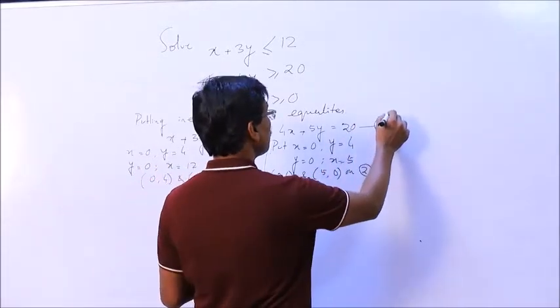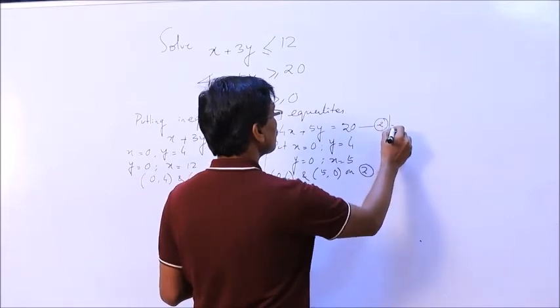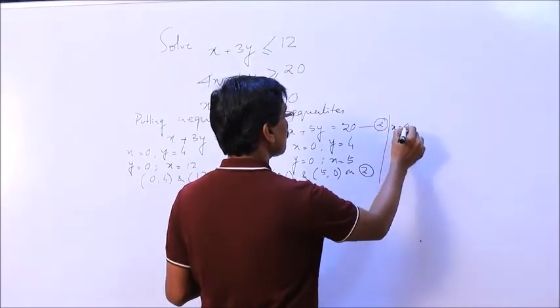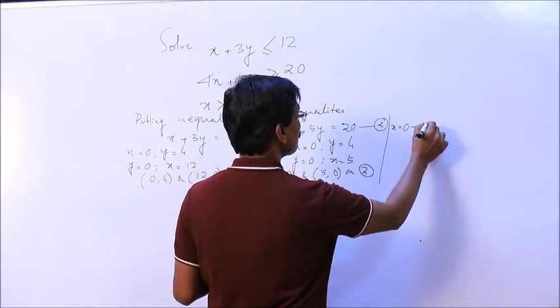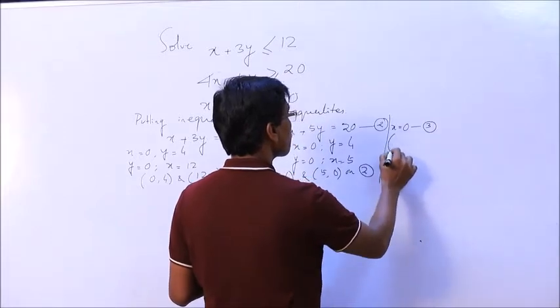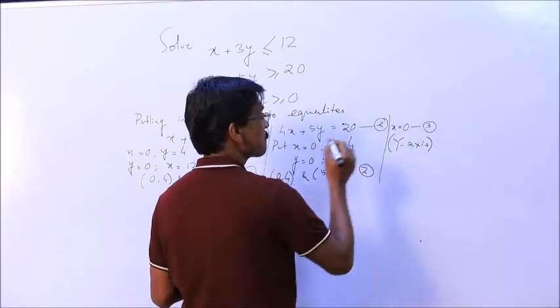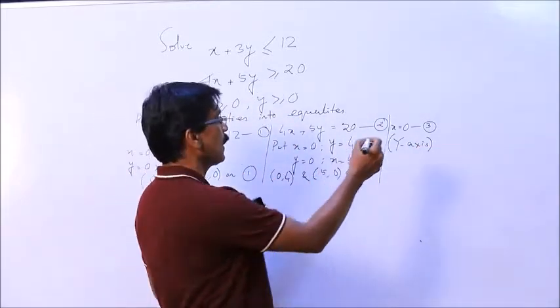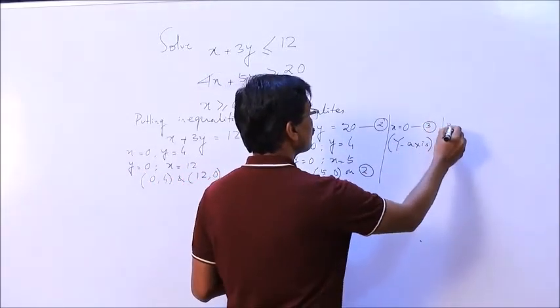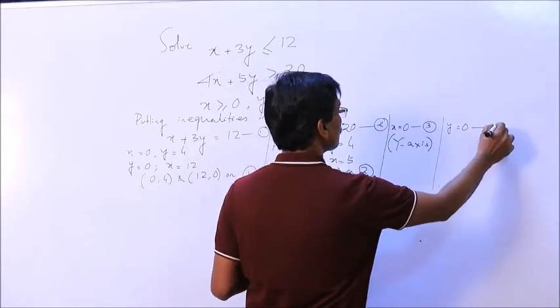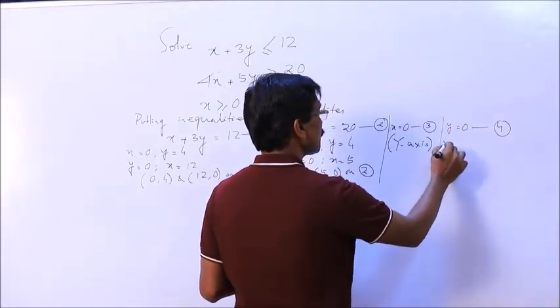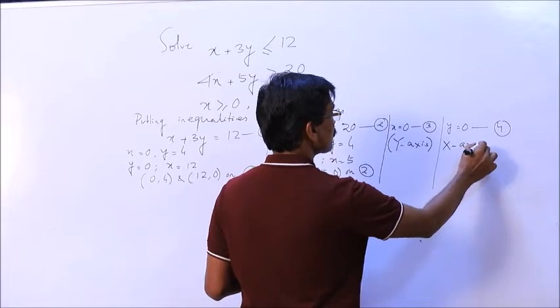Next, the third inequality is x is equal to 0. x is equal to 0 is the y axis and y is equal to 0 is your x axis.